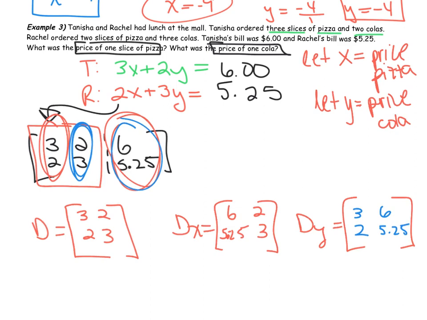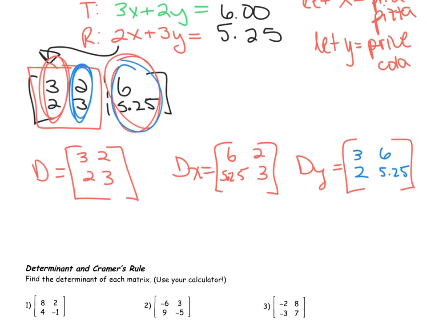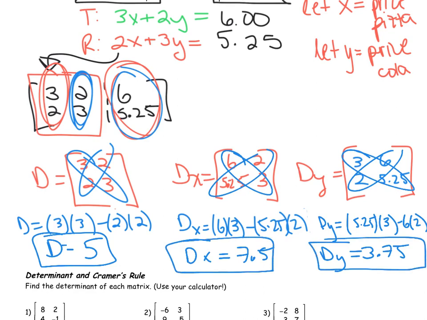Okay. All right, so now we actually need to find the determinants for these matrices. So maybe you want to pause the video here, guys, and see what you come up with for the determinants here. All right, so hopefully you got the same determinants as me. I got D to equal 5, Dx to be 7.5, and Dy to be 3.75.